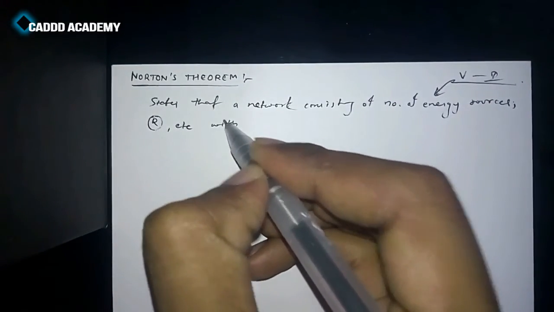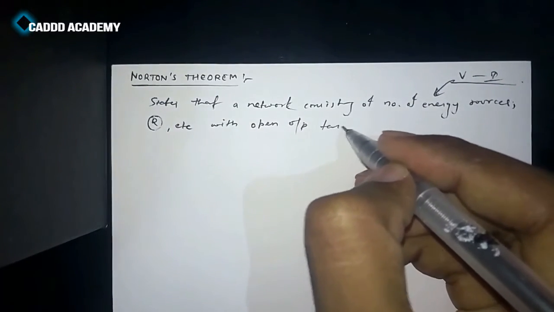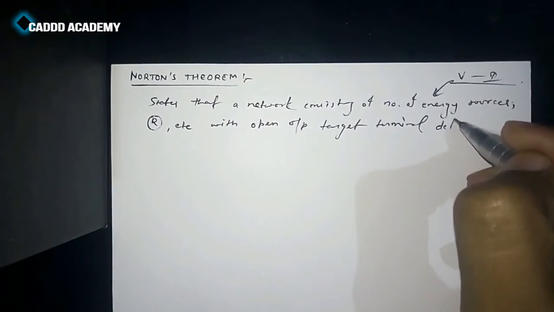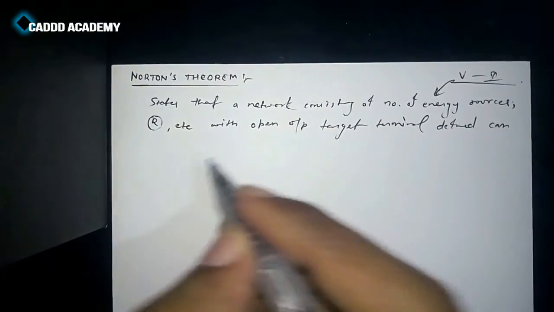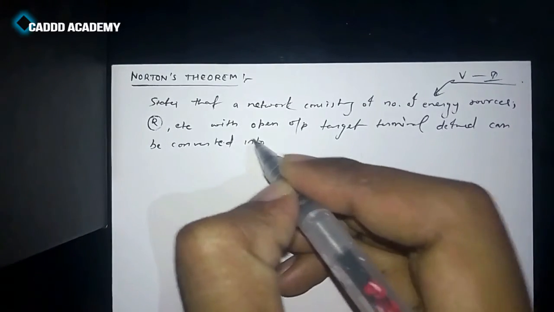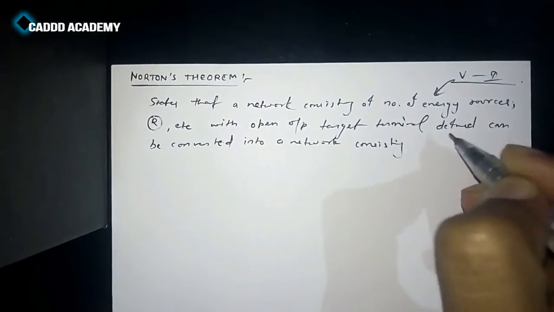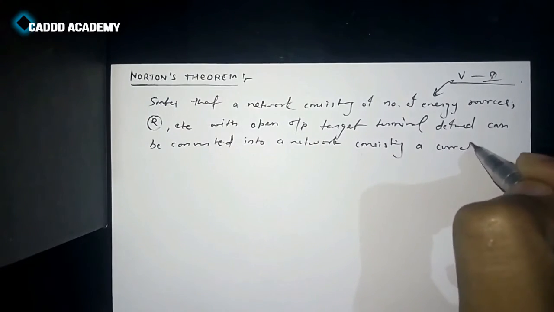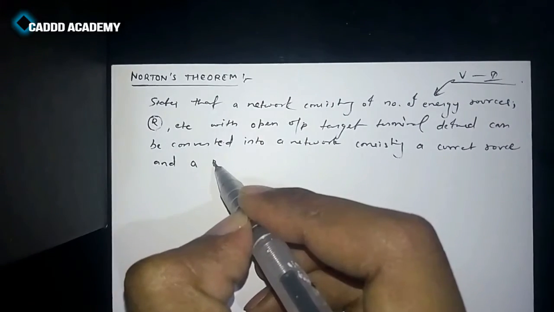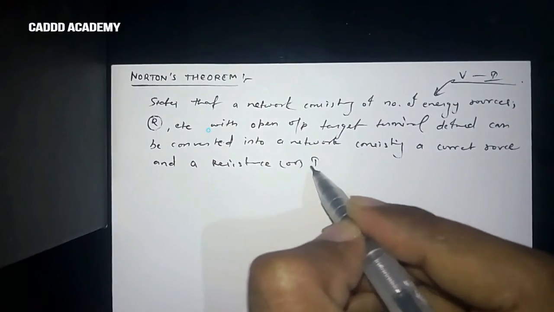with open output target terminal defined can be converted into a network consisting of a current source and a resistance, or let's say impedance.